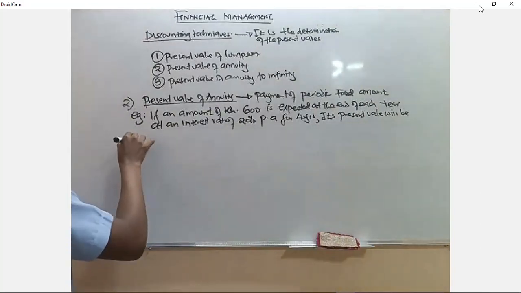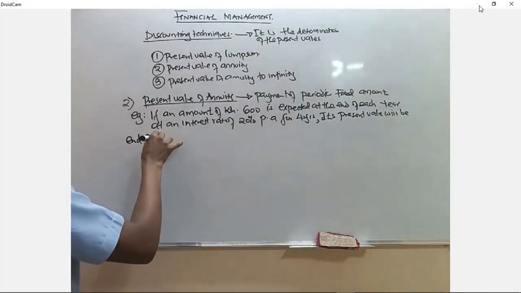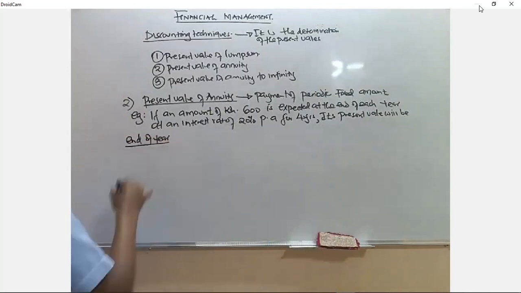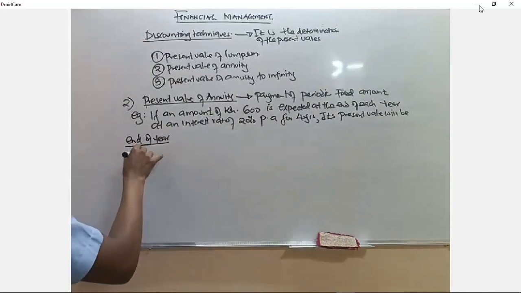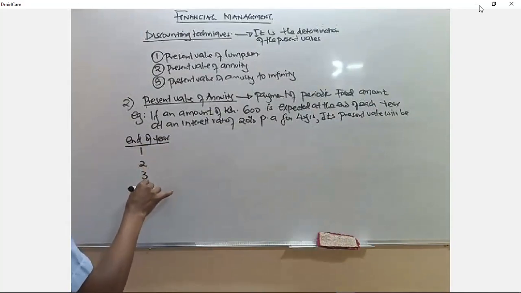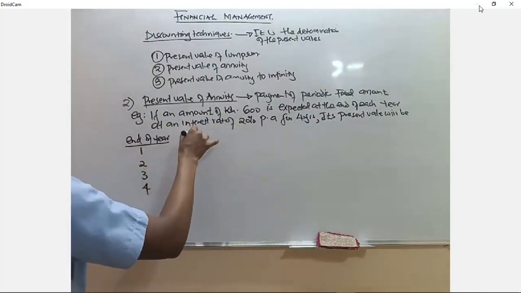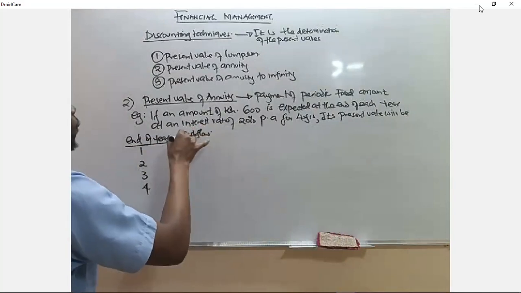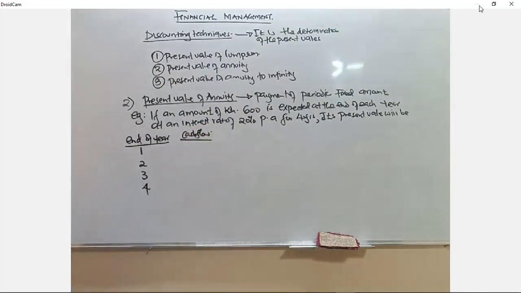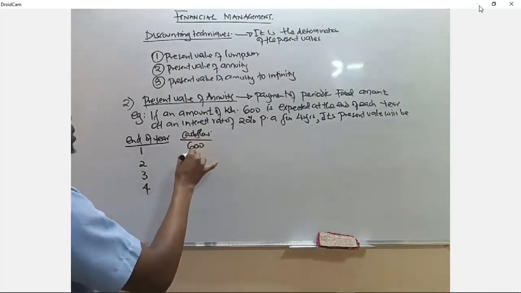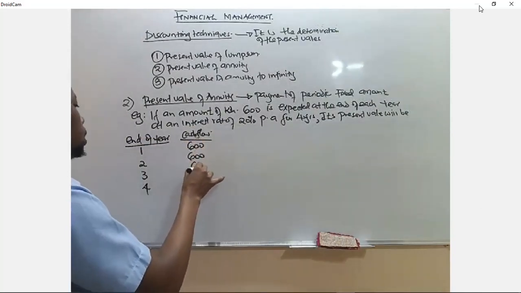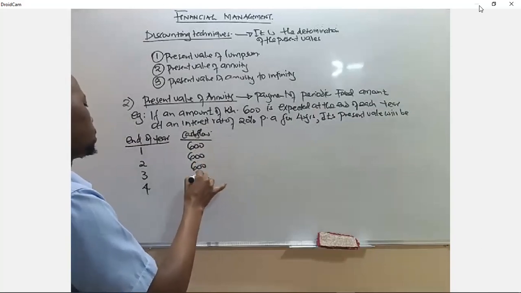So I say here, let us discuss the end of year. How many years are we dealing with? We are dealing with only 4 years. So 1, 2, 3, and 4. Let us look at our cash flow. Cash flow invested. How much are we investing? We are investing 600. 600, 600, 600. Right?